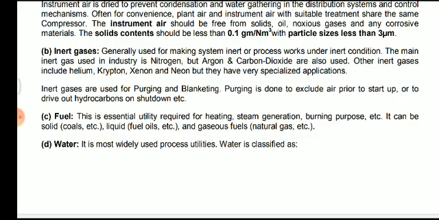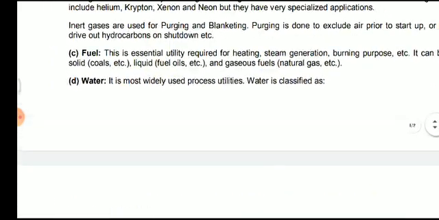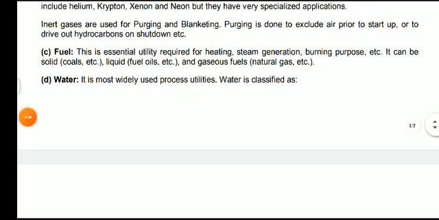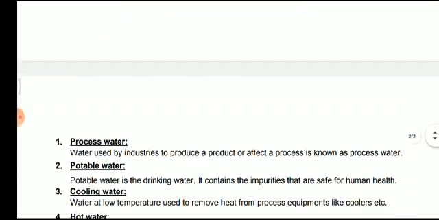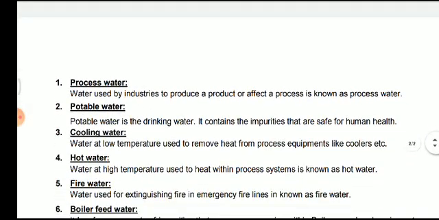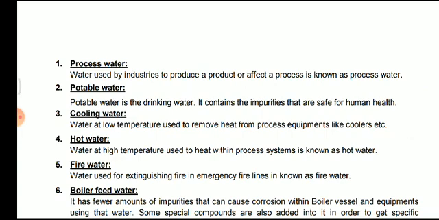Then next, water. Water is the most widely used process utility, and water is classified as, first, process water. Water used by industry to produce a product or affect a process is known as process water.